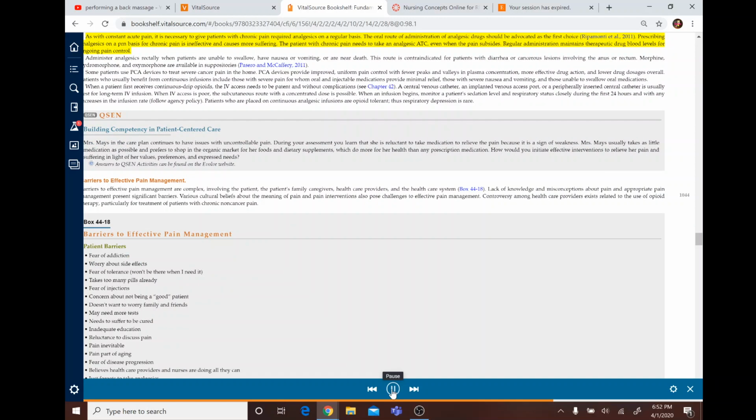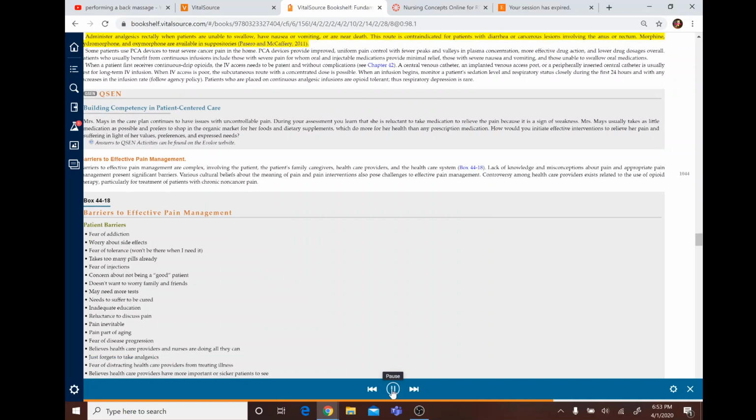As with constant acute pain, it is necessary to give patients with chronic pain required analgesics on a regular basis. The oral route of administration of analgesic drugs should be advocated as the first choice (Ripamonti et al., 2011). Prescribing analgesics on a PRN basis for chronic pain is ineffective and causes more suffering. The patient with chronic pain needs to take an analgesic ATC, even when the pain subsides. Regular administration maintains therapeutic drug blood levels for ongoing pain control.